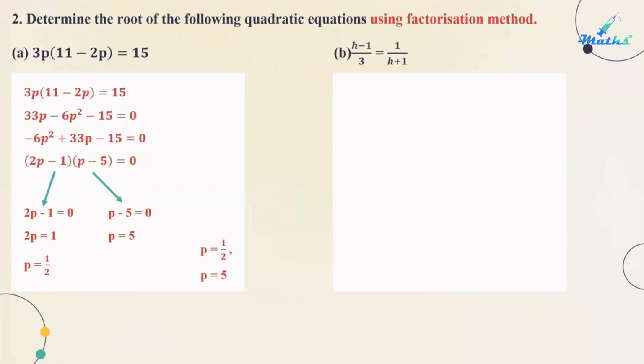For question B, we need to use cross multiplication. h minus 1 multiply h plus 1 equal to 3 multiply 1.